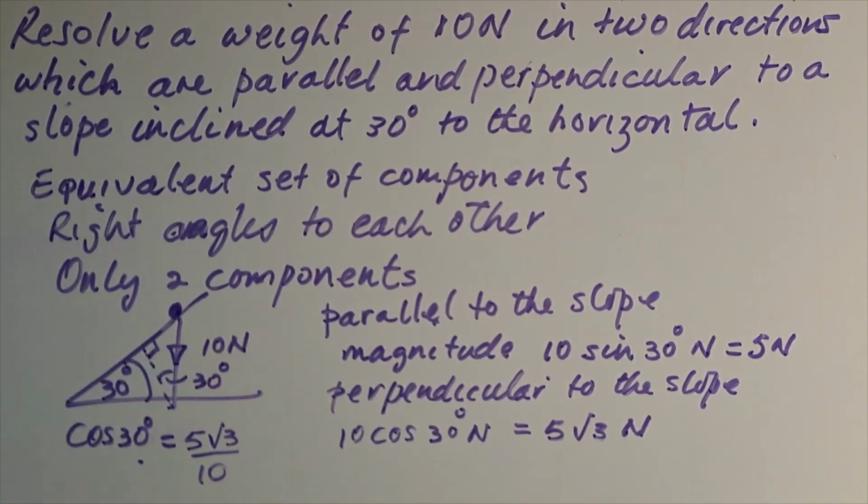So that's why we use 30 degrees to calculate our magnitude parallel to the slope and magnitude perpendicular to the slope.